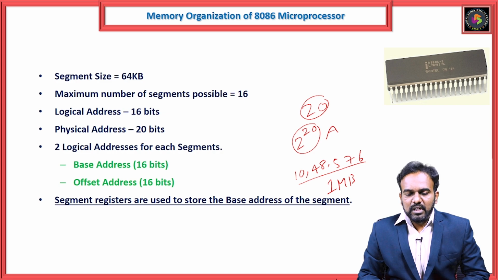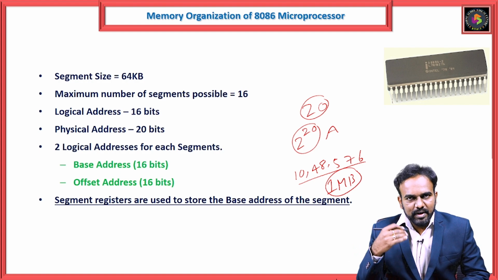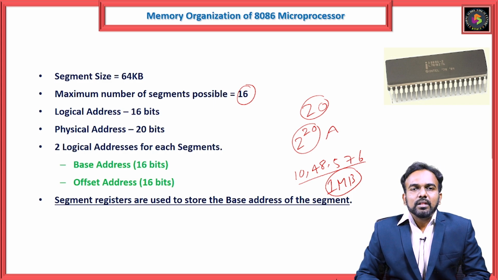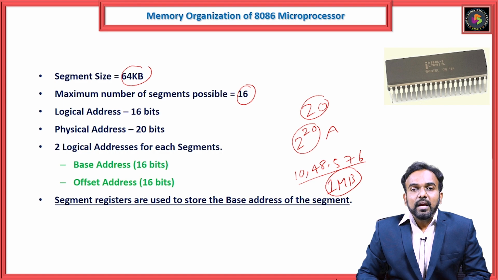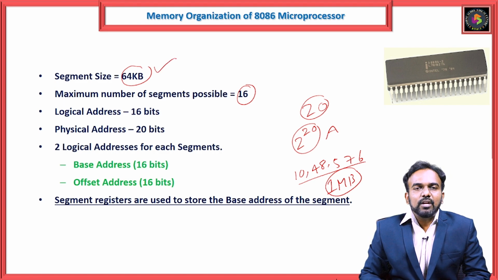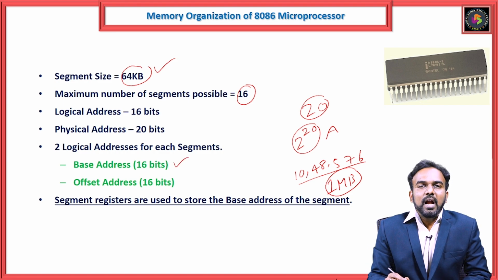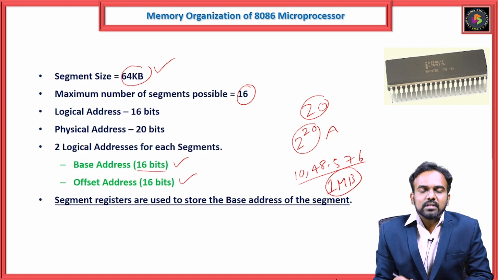First, let's talk about the memory segmentation part. If you check the total 1 MB memory space, it is divided into a total of 16 equivalent possible segments. The size of each segment is 64 KB. To access the data from each 64 KB segment, we are going to use two different addresses. One address is called the base address and the next is called the offset address. The size of the base address is 16 bits. The size of the offset address is 16 bits.